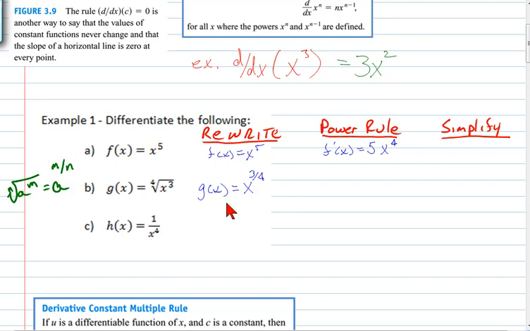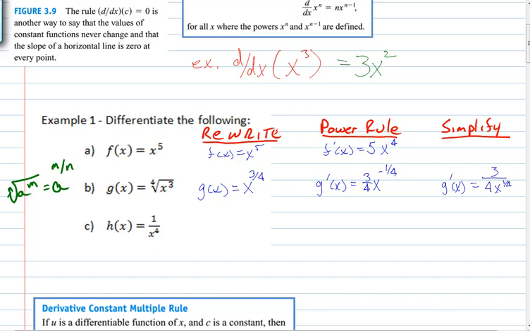So when g is written like this, it's easy to tell what the derivative is going to be. G prime of x is equal to what? 3/4 x to the negative 1/4. Now, we don't want to keep negative exponents either. So g prime of x is going to be rewritten as 3 over 4x to the 1/4, or you could write the 4th root. I don't have a preference one way or the other. Typically, the rational exponents are what I'm going to go with.